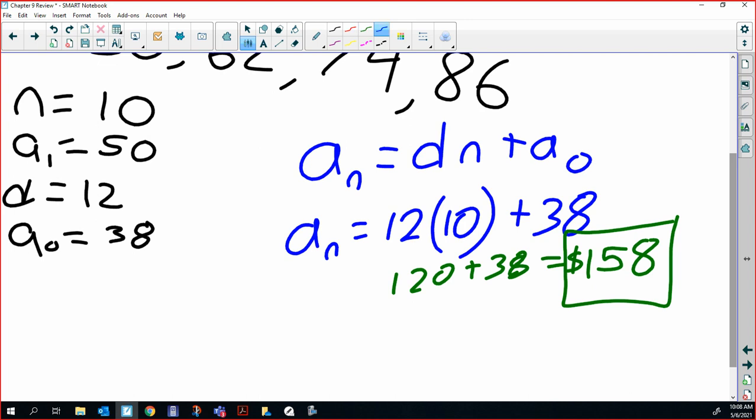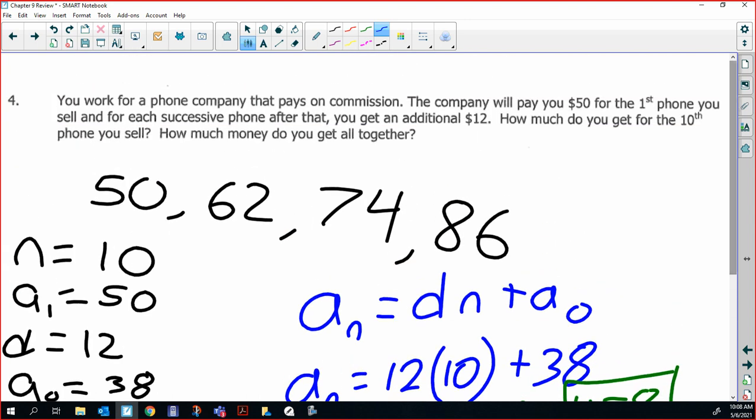Well, yes, but that was just for the 10th phone. You also had 100 and whatever for the 9th phone, plus 100 whatever for the 8th, so that's actually the next part here. How much do we get altogether? Because you got paid for the first phone, you got paid for the second phone, you got paid for the third phone, you get all of these numbers added up.